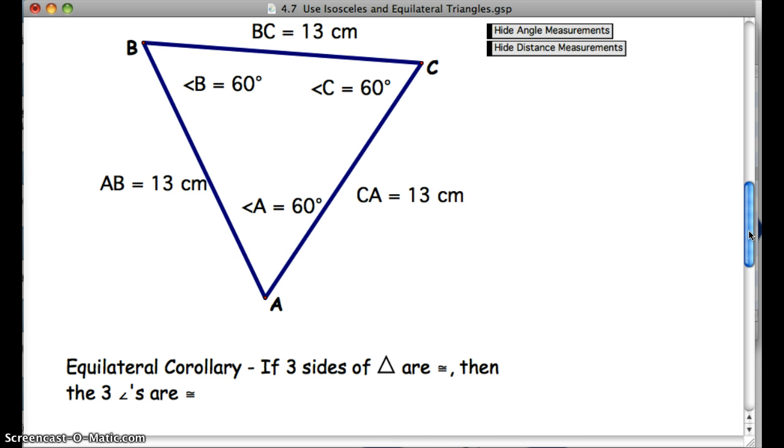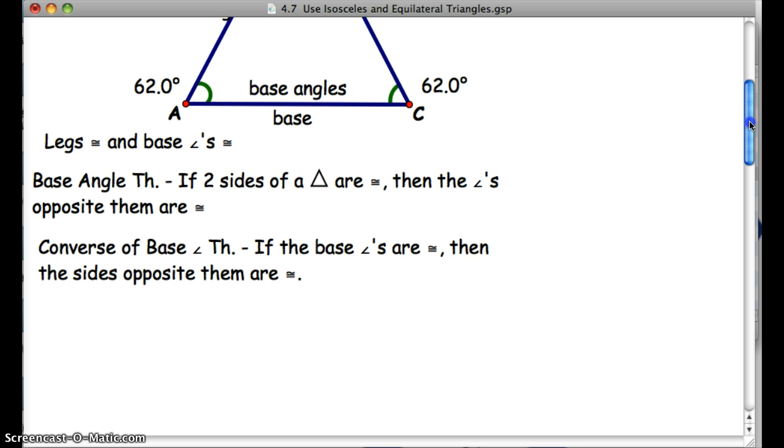Corollary, such an interesting word. Don't use a whole lot of these. Not a common word in English vocabulary, but a corollary is basically kind of like adding. It's an extra part in addition to. The reason it's a corollary is because the equilateral corollary states that if three sides are congruent, then three angles are congruent.